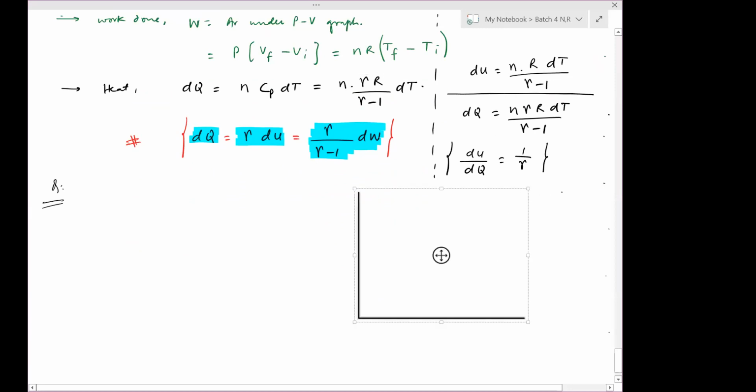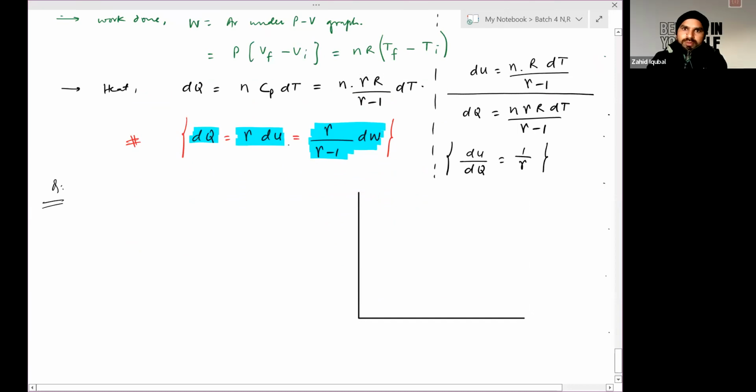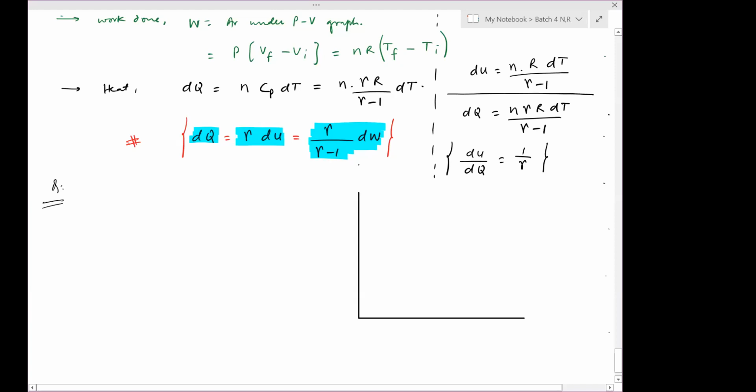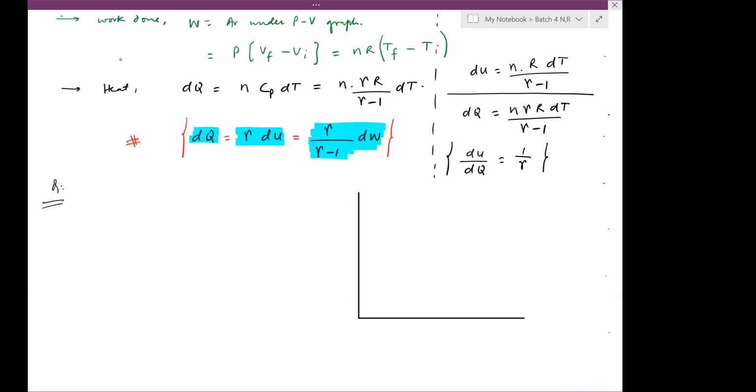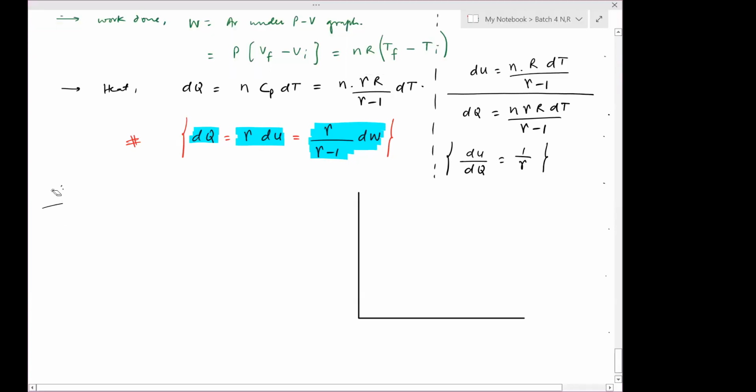So gamma dW by gamma minus 1, that we will define later, right? The derivation. You may use the first law, put the value of dQ and dU, and you'll get this part. Should I derive? Yes, please, if you can. Just 1 minute.